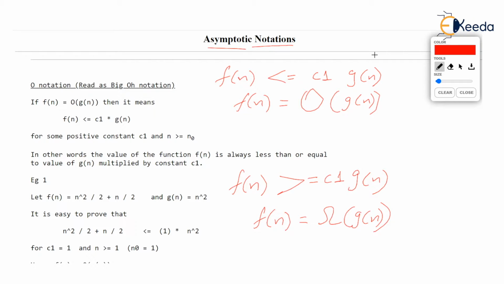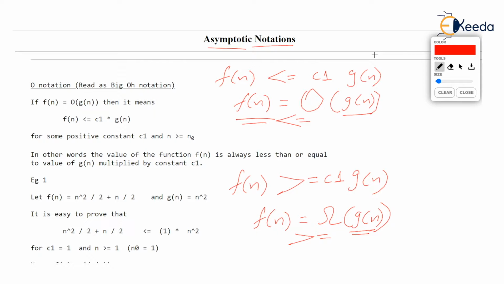So O notation gives upper bound of a function. We say fn is always below gn. So gn is always upper bound of fn, and omega gives lower bound of a function. So if fn is always greater than or equal to gn, that means gn is always lower than fn. So gn is lower bound of fn.